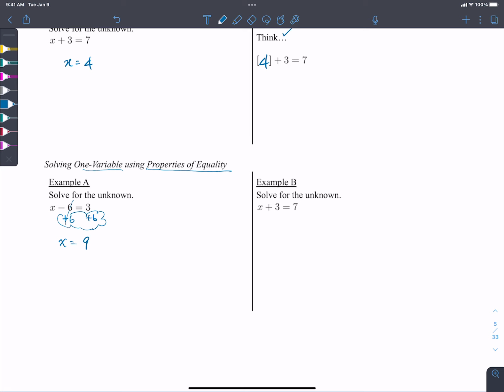And then example B, what do you think? And please feel comfortable in pausing the video so you can answer the question first, okay? I'm going to assume that you do that as you watch the video.